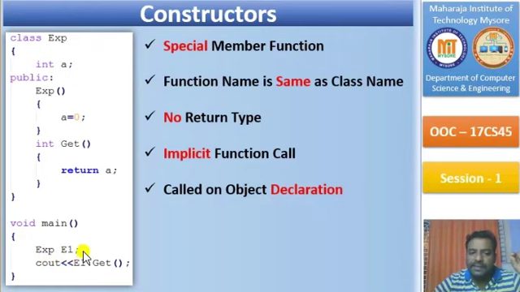Now in this case, say exp e1, this is the time where the declaration or allocation of an object happens. Now this is the time where the constructor will be called. As soon as I create the object, the constructor will be called, and that is what we say. It is an implicit function call which happens automatically whenever an object has been declared.